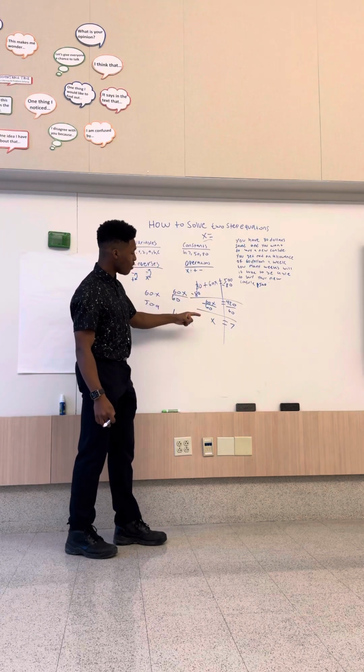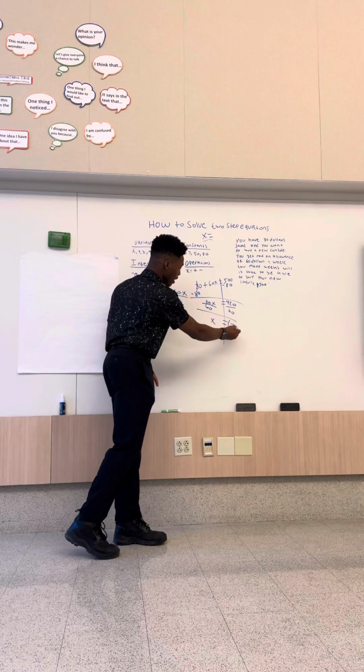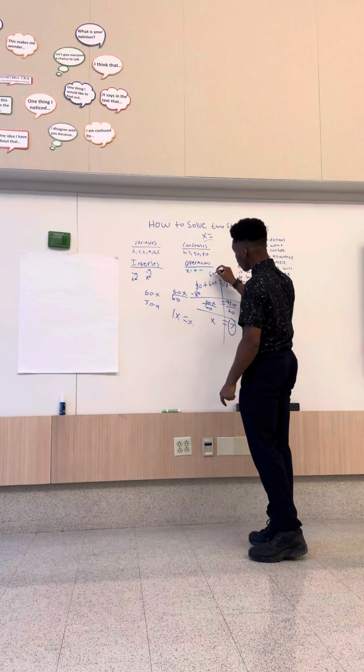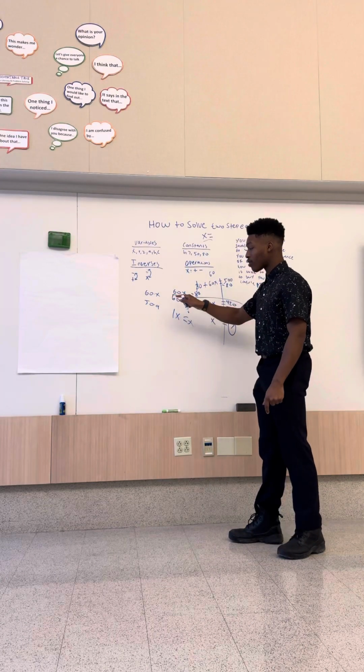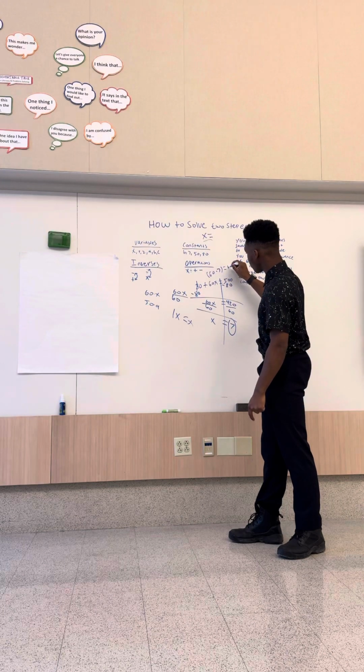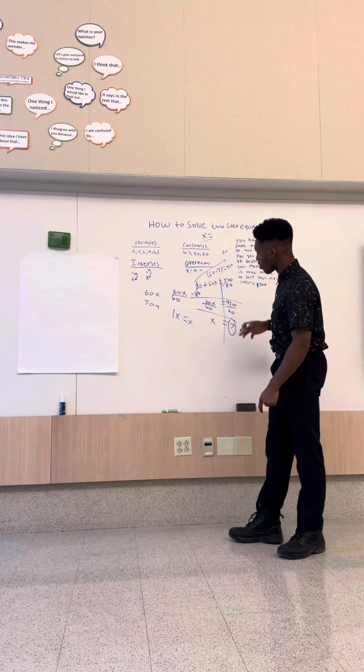And we know that's true because if we take 7 and we plug it back into our equation, we're going to get 60 times 7, that's going to be 420, plus 80, which equals 500, which is our end result.